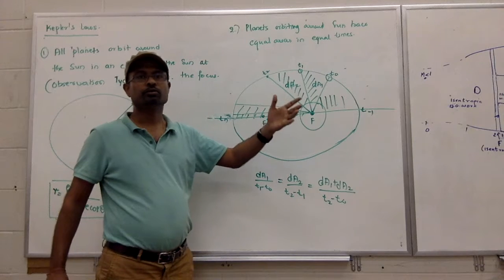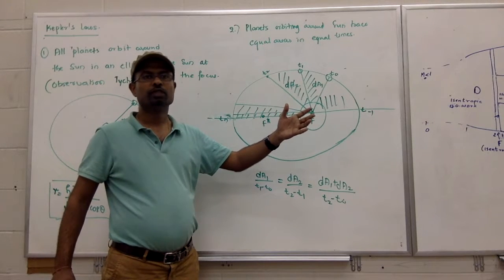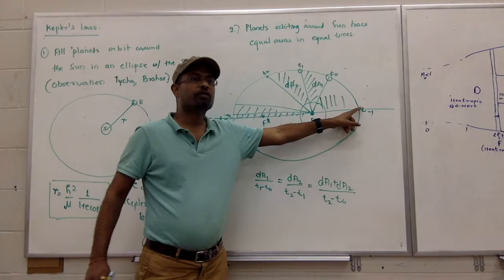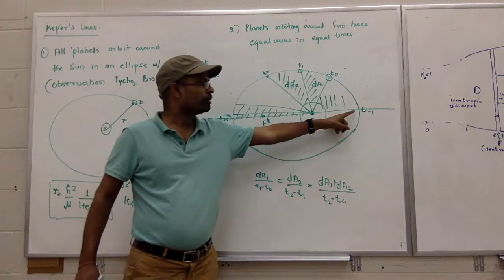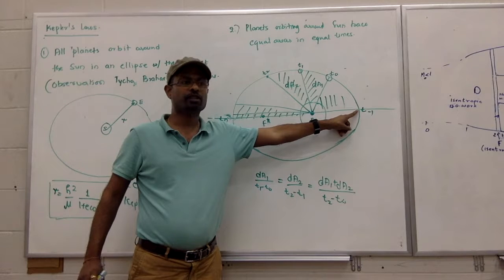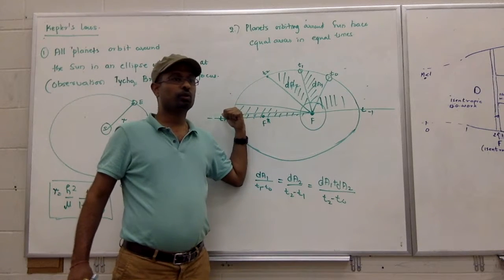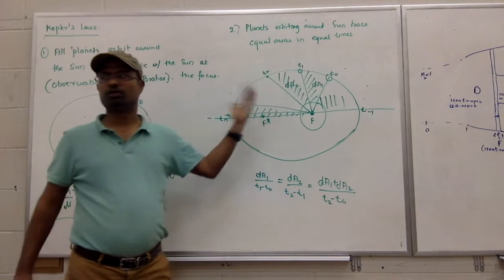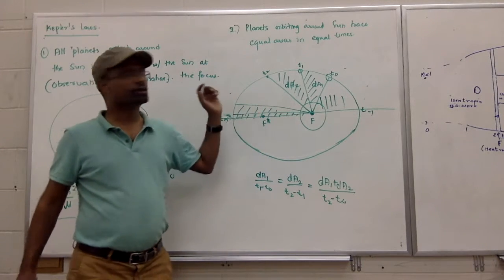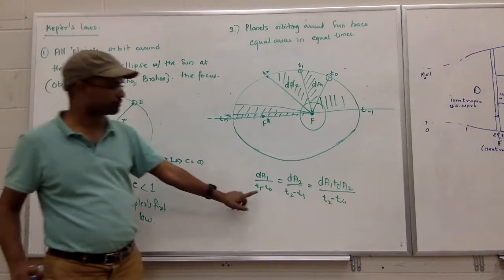What does that tell you? It's traveling much faster here than here. You see that? It's traveling much faster. It's traveling the fastest when it is the closest. It is traveling the slowest when it is the farthest. Okay? That is what it is saying. Do you see that? You see the implication of this.